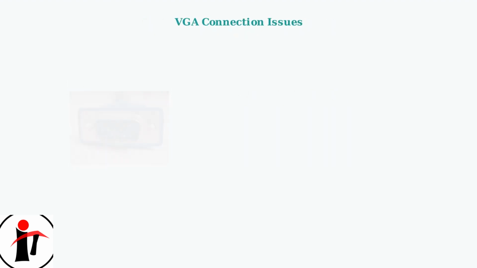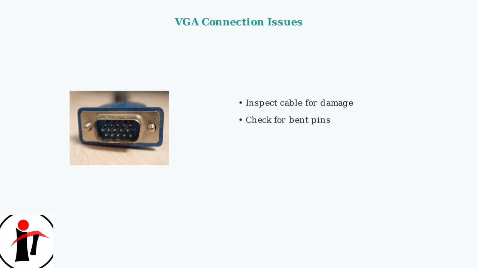For older VGA connections, carefully inspect the cable for physical damage. Check that none of the 15 pins are bent or broken, as this will prevent proper signal transmission. If using adapters to convert VGA to HDMI, invest in high-quality adapters. Cheap adapters often cause signal problems. Always tighten the VGA connector screws to ensure a secure connection.